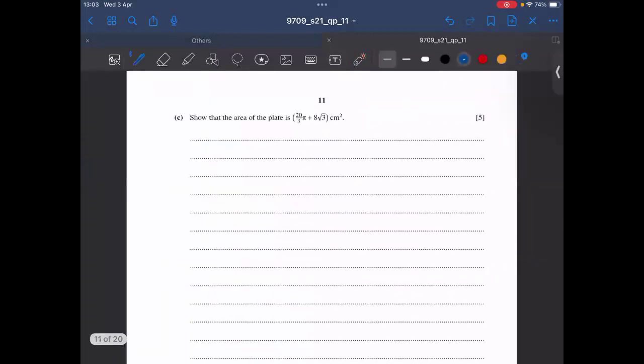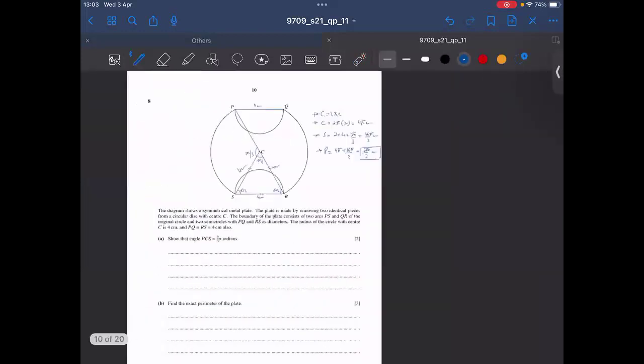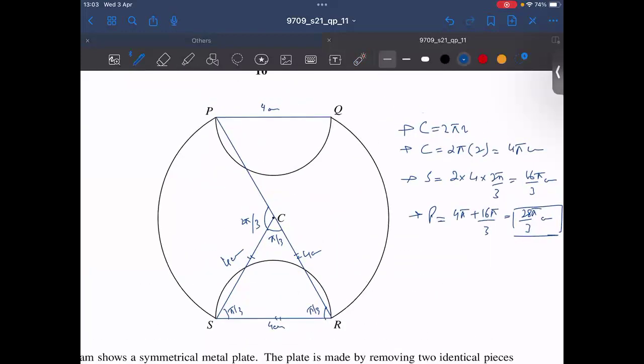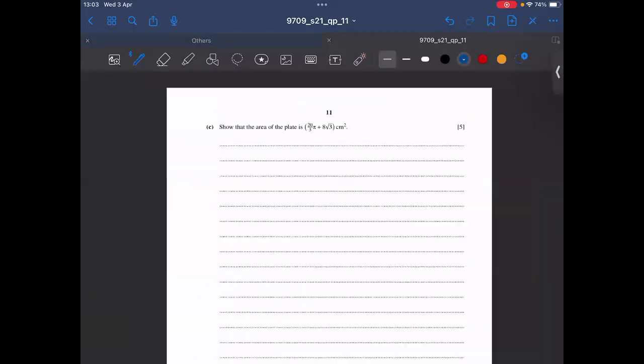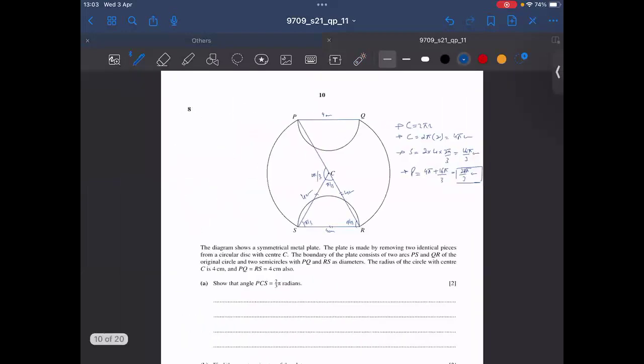Now they are saying show that the area of the plate is this, the exact area. How do you calculate the area? Come on. How do you calculate the area? It is 5 marks.